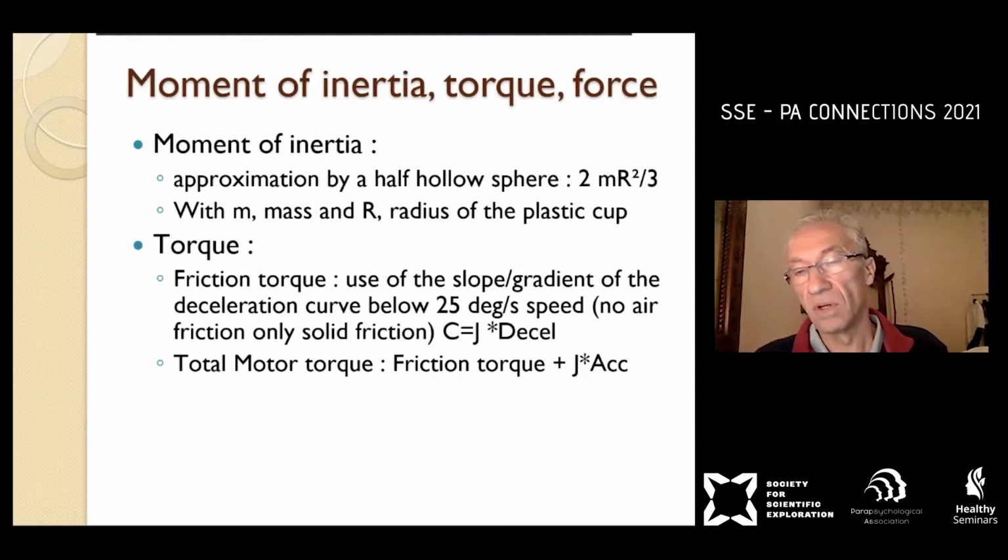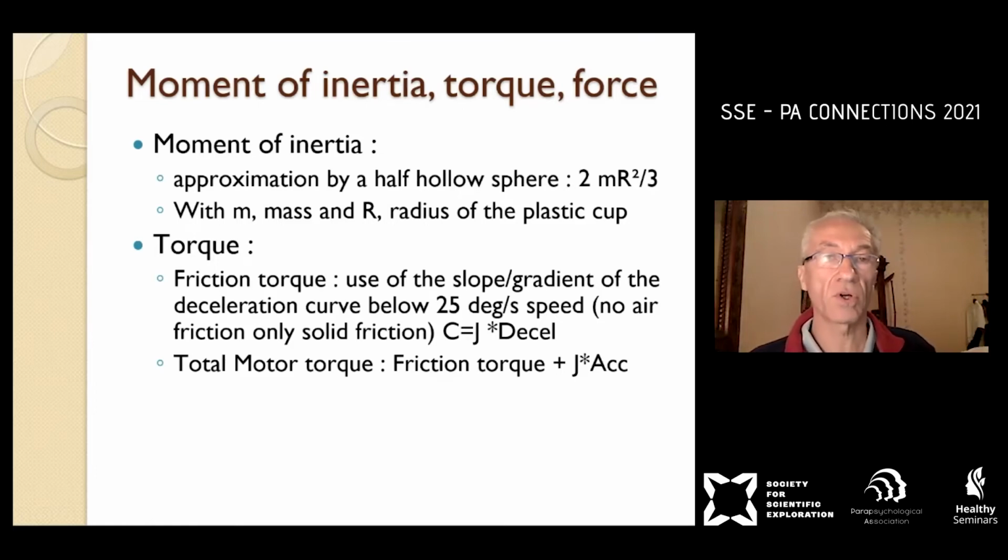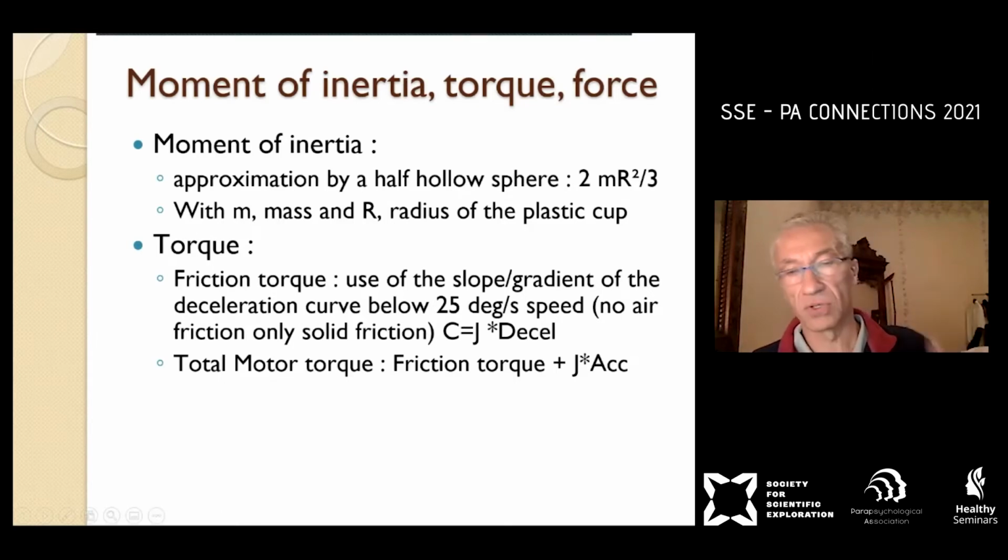we are at a low speed, because above there are also the air frictions. But at low speed, you have mainly the solid frictions. And then when you want to know the total torque, you have to add the friction torque, just calculated here, with the acceleration torque in order to accelerate the target.